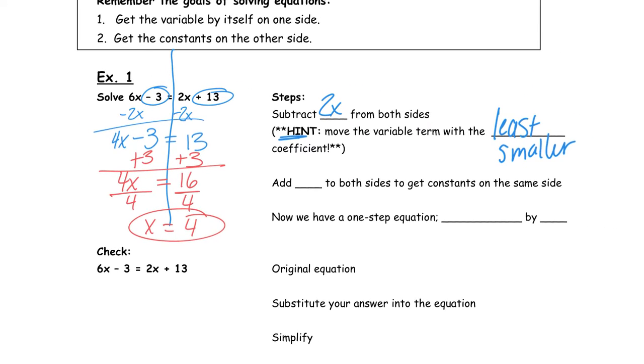So once we move that constant, move the variable, we then get back to our two-step equation. So after we subtracted 2x, we added 3 to both sides to get the constants on the same side. Now we have a one-step equation, so we would divide by, and we divided by 4. All right, so our idea is to move the variable first, move our constants, and then we'll have our one-step equations. So I'm gonna go check my answer because that's the fun part about algebra.